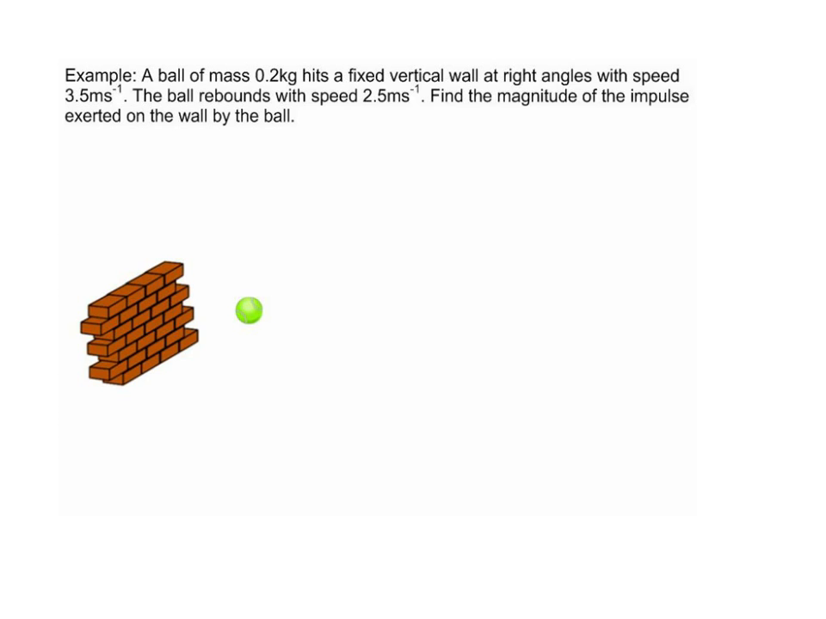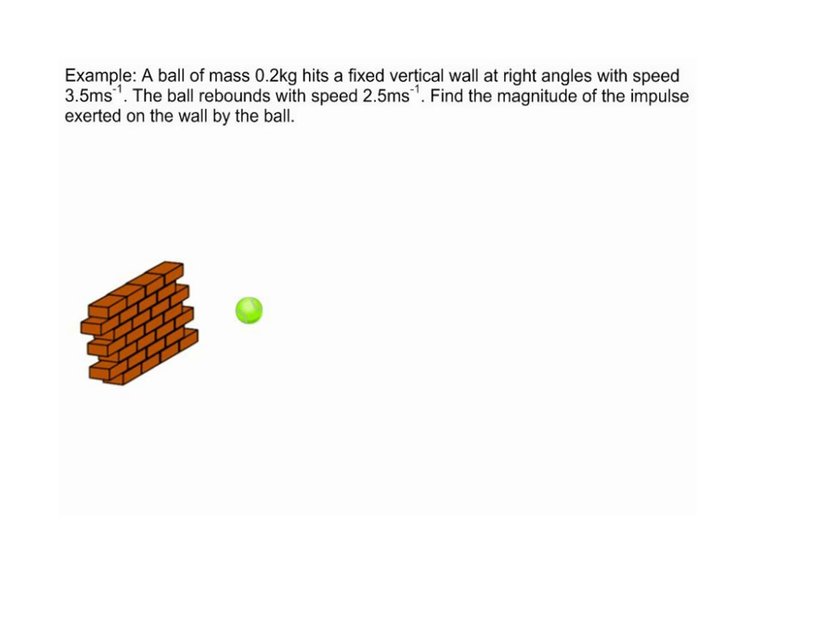So a quick example here of finding the impulse. If we have a ball of mass 0.2 kilograms hitting a fixed vertical wall at right angles with an initial speed of 3.5 meters per second, and the ball rebounds with a speed of 2.5 meters per second, we can find the magnitude of the impulse exerted on the wall by the ball.